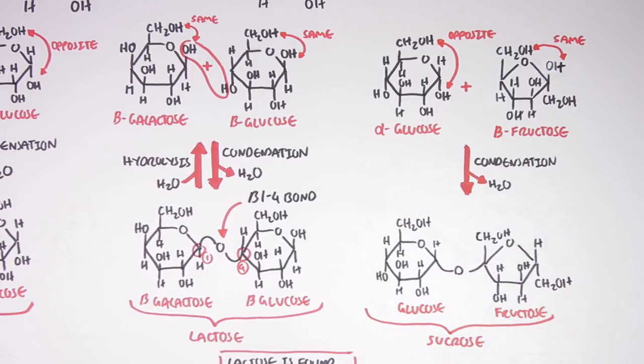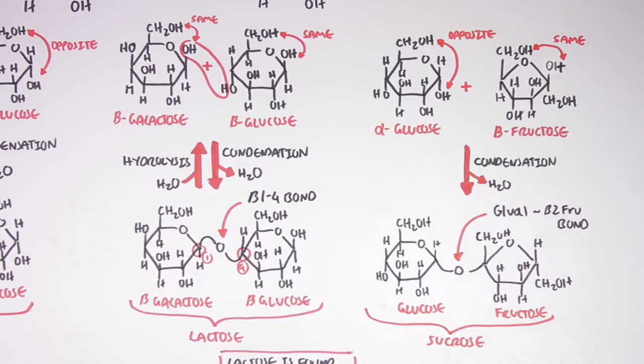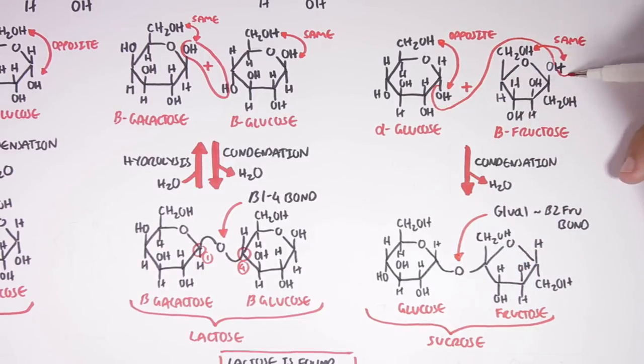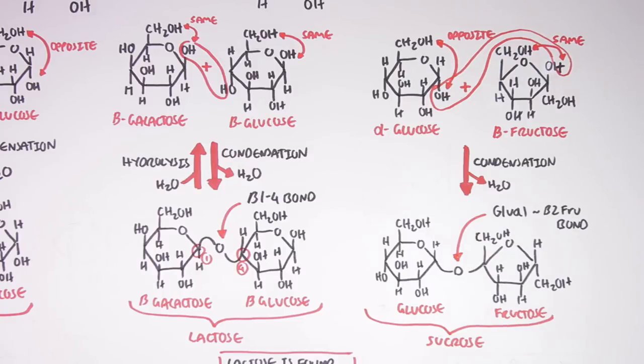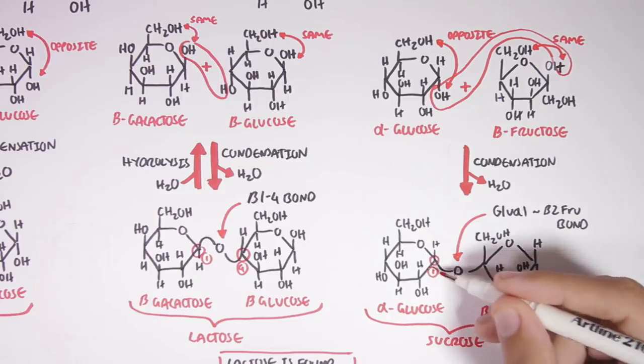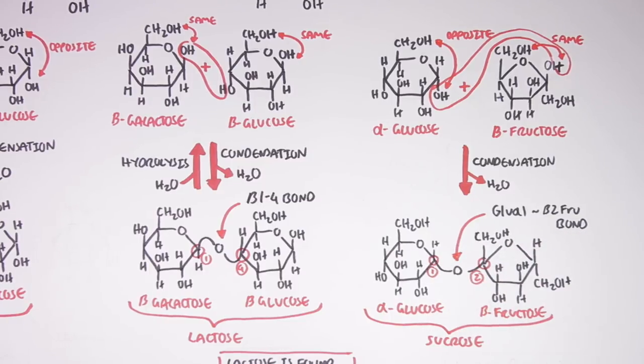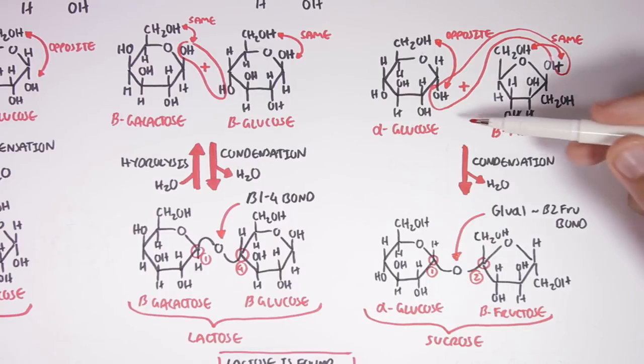The bond between the glucose and fructose is a little more complicated, as it is a glucose alpha 1 and fructose beta 2 bond. This sort of linking occurs. So the glucose is in an alpha configuration and the fructose is in a beta configuration. And it's carbon number 1 of glucose and carbon number 2 of fructose that are involved in the linking process.